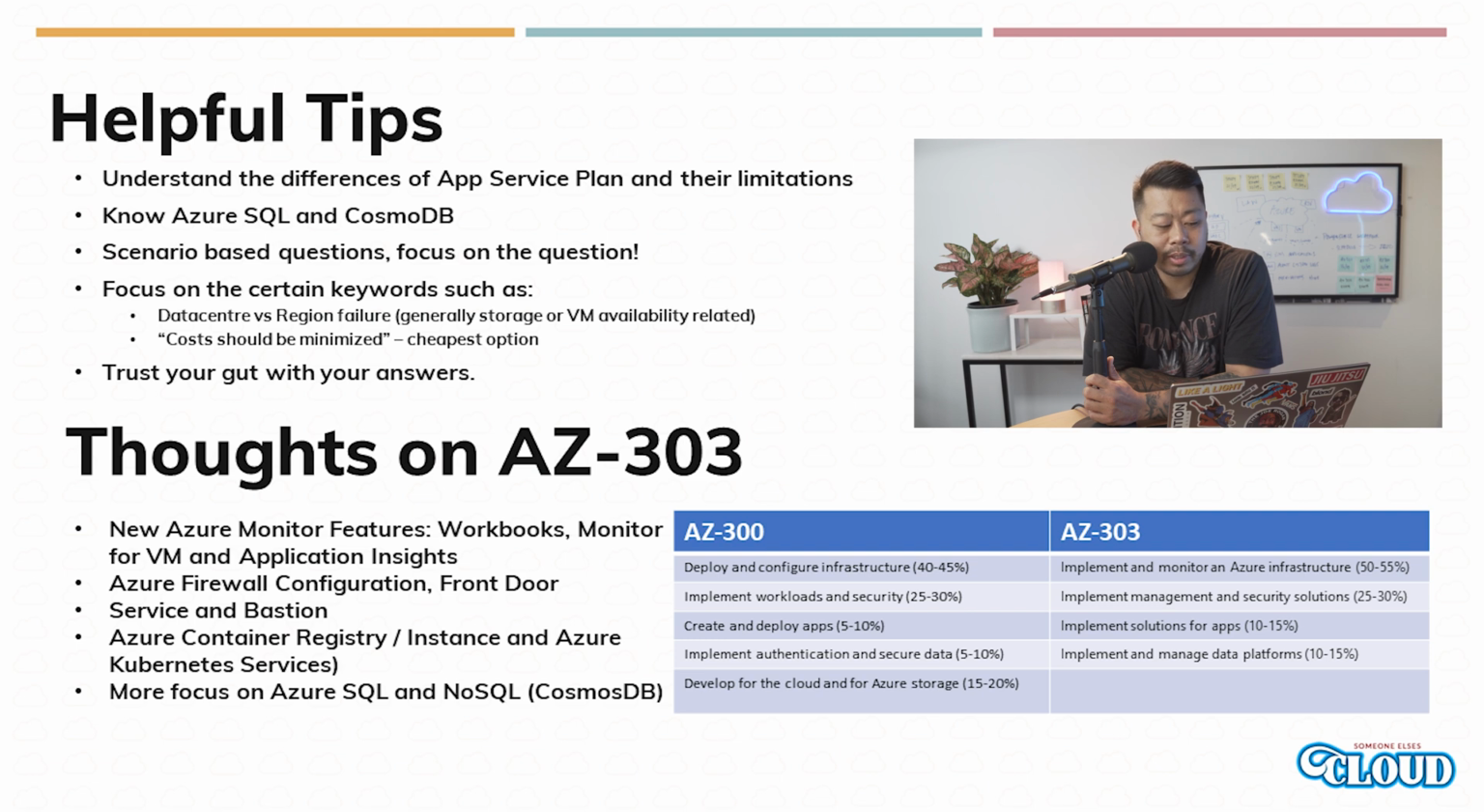Focus on certain keywords again. Microsoft will say one or two things that will actually change, I guess, your decision. So data center failure versus region failure. So that's going to be a common one. Cost should be minimized is also still on the card. Understanding the cheapest option to meet the minimum requirements.